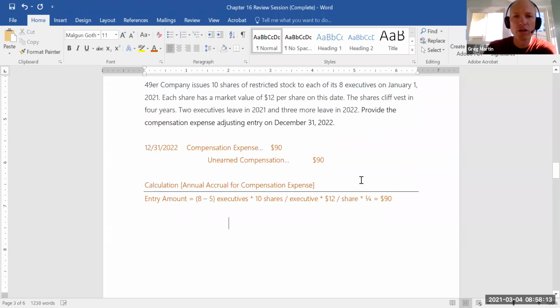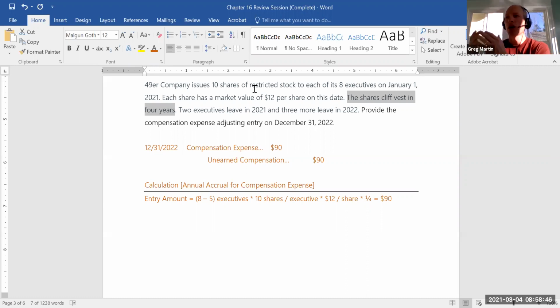So any questions on this journal entry? Yes, can you please repeat on the 1/4? Yes, absolutely. So the shares cliff vest in 4 years. And so what that says is then each year we recognize or we record 1/4 of the total. So the compensation expense would be 1/4 in 2021, 1/4 in 2022, 1/4 in 2023, and 1/4 in 2024, knowing that we only record it for employees who are still here.